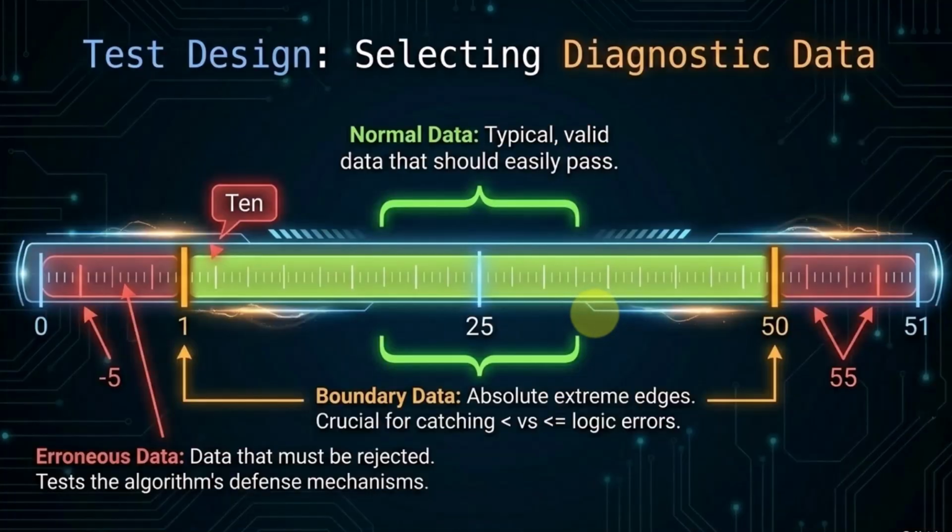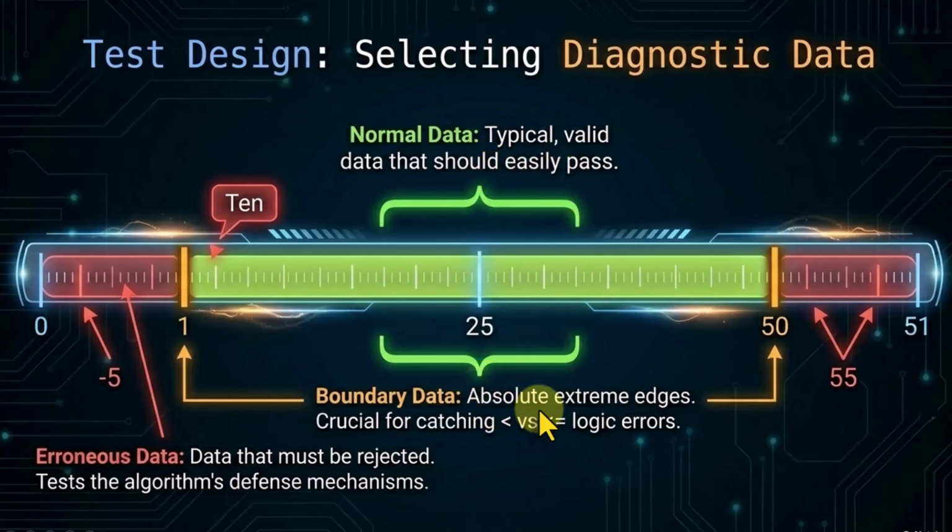Test design. As we just discussed about normal data, boundary data, and erroneous data, this is just an example for that. Think about this. If we are writing a program that accepts numbers between 1 and 50, then normal data can be 10, 25, 26, 30. They are just normal data. Typical valid data that should easily pass.